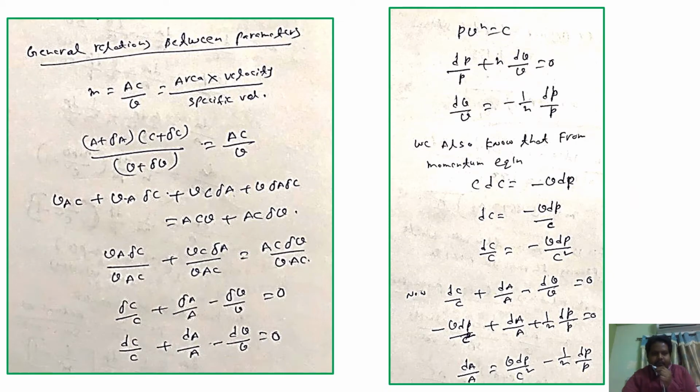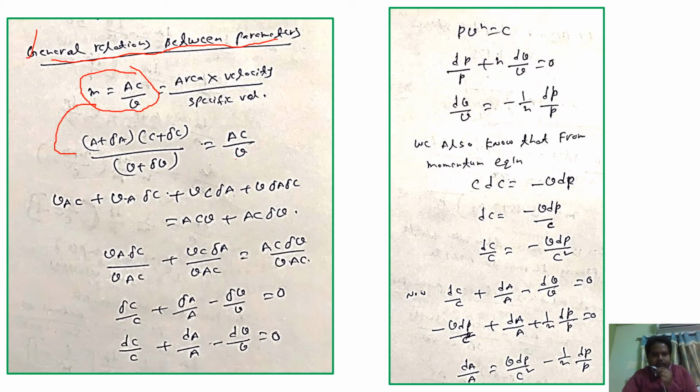Now let us see the derivation for the general relation between parameters. The main parameters are area and velocity. Now we are going to derive the relation between velocity and cross-sectional area. As we know, mass flow rate equals area into velocity divided by specific volume. This we can write as (A plus delta A) into (C plus delta C) divided by (V plus delta V) equals AC by V.